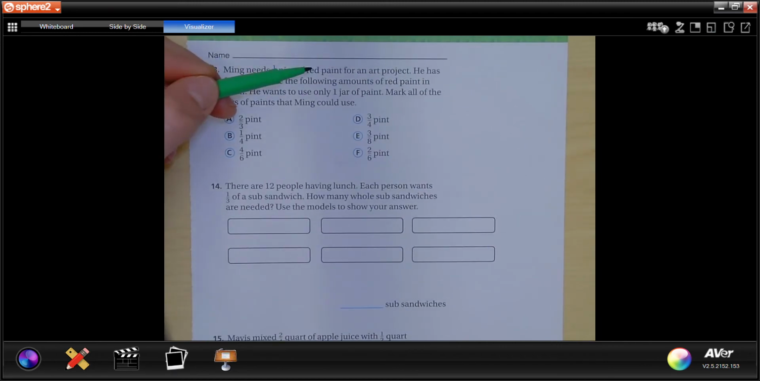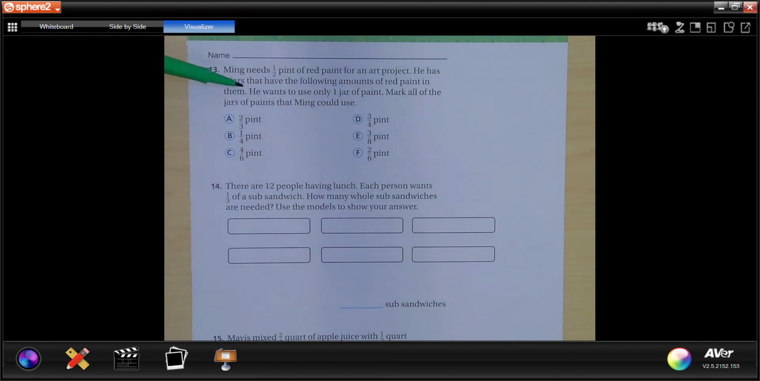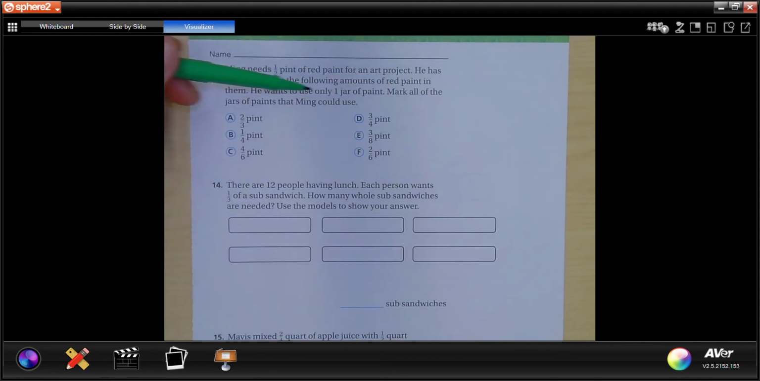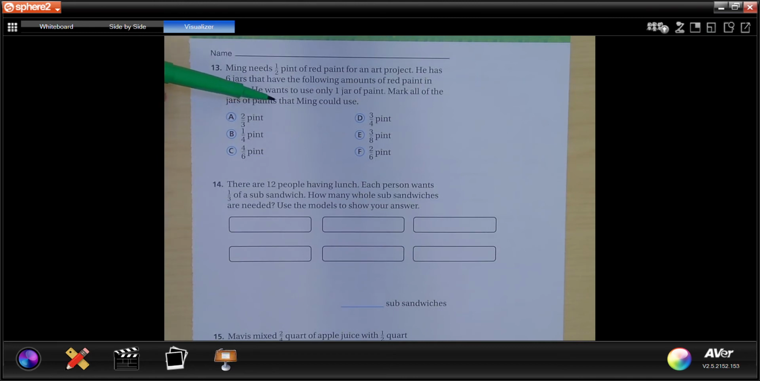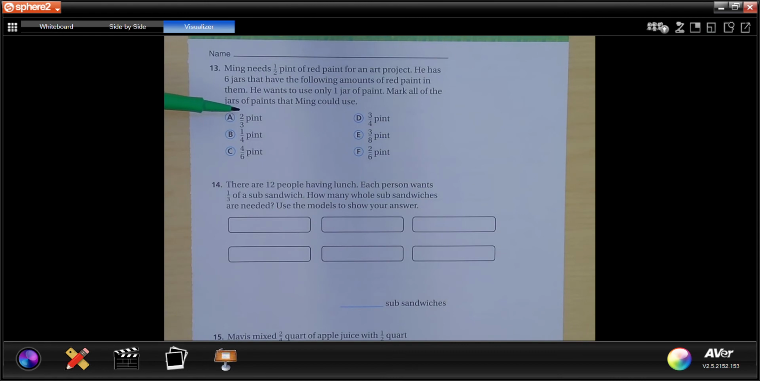Ming needs half a pint of red paint for an art project. He has 6 jars that have the following amounts of red paint in them. He wants to use only 1 jar of paint. Mark all of the jars of paints that Ming could use.